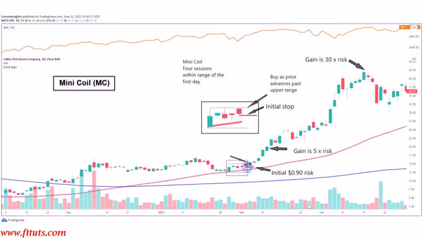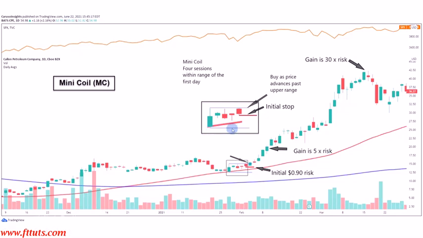So if we take a look here at Callon Petroleum, CPE, this is a stock that was a huge winner in 2021 this year with the oil comeback. And you can see as we corrected to the 10-week moving average after this first initial major uptrend, we had this great mini coil that took place. Essentially what we're looking for is an initial session, which here we can see this big green candle, and you want at least 2 more bars, 2 more days that do not exceed either the top of that initial bar or the bottom of that initial bar.